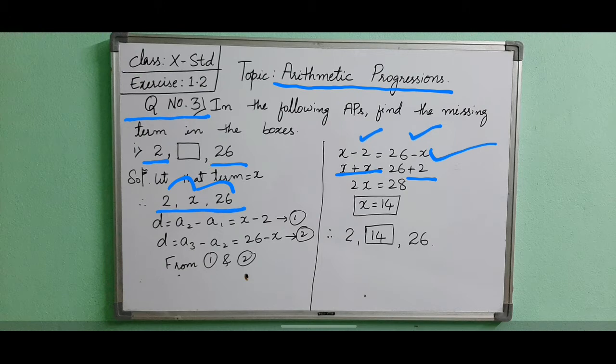Now we have 2x equals 28. Then x equals 28 divided by 2. When we divide 28 by 2, we get 14. So we get x as 14, and x is nothing but our middle term. So in the boxes we get the terms 2, 14 and 26. In the same way, we have to do the remaining questions in this bit.